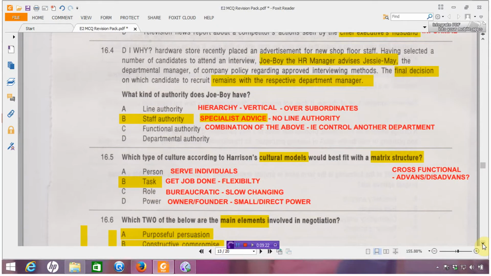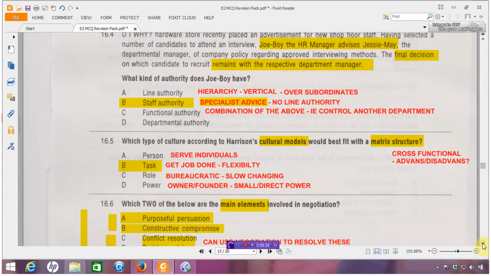16.5, seeing this area, cultural models are examined quite a lot, and what they do here is they combine it with a little bit of project management or matrix structure. Now, hopefully we'll be familiar with the fact that matrix structure for project management is certainly the preferred structure for CIMA E2 for your examiner. And what does it mean?